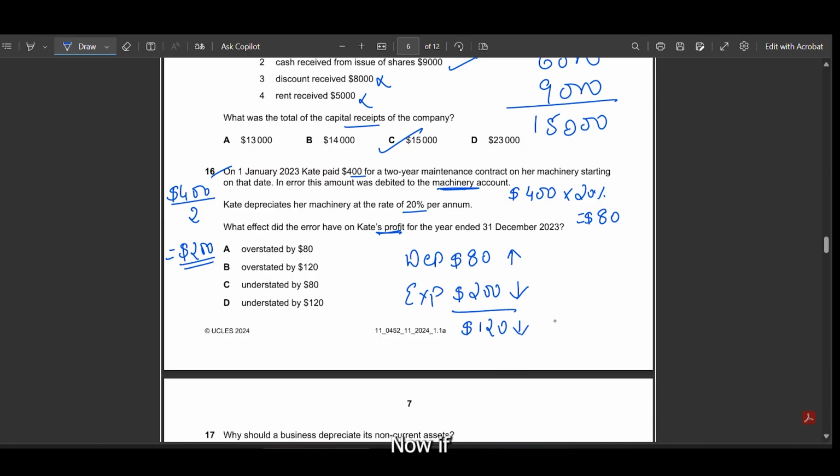Okay. Now if my expense is decreased or understated by 120, what will happen to my profit? Profit will obviously be overstated. So in this option, the correct option is option number B. Again, a nice question. So I hope you all understood this question. We just have to take into consideration the net effect. So my net expense was understated by 120, due to which my profit was overstated. So that's the reason B is the correct answer.